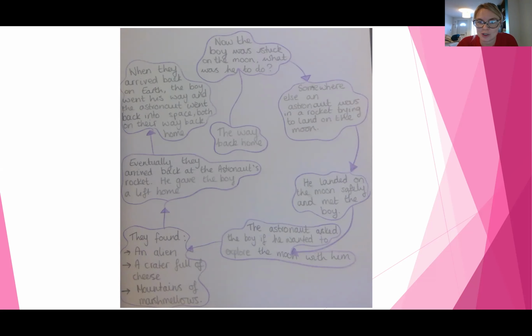extra information. Okay? Now, when you do your plan, try and include an apostrophe for possession. Try and include a contracted apostrophe. And try and remember your conjunctions and adventurous vocabulary. Okay? So, pause the video now. Have a go at your plan.